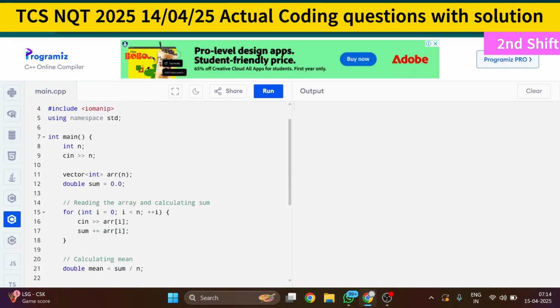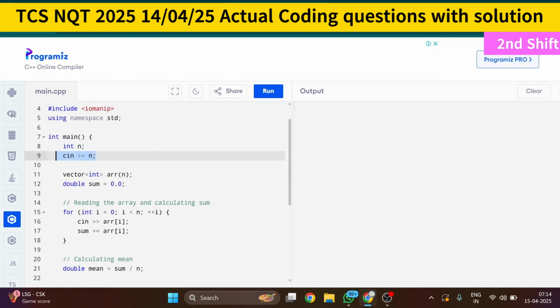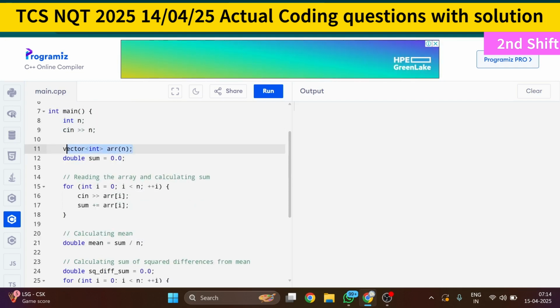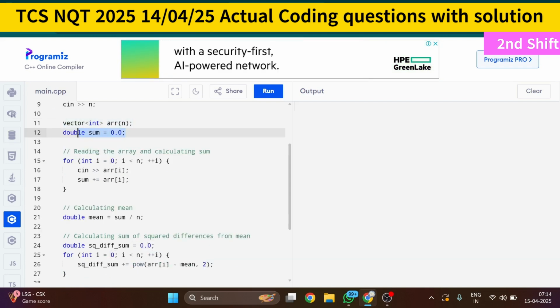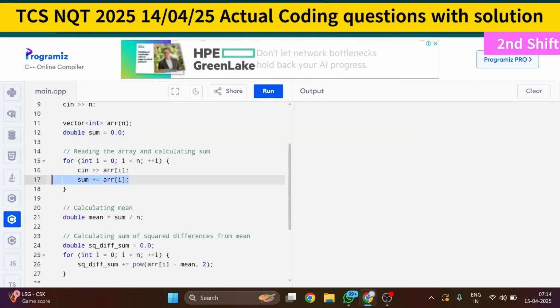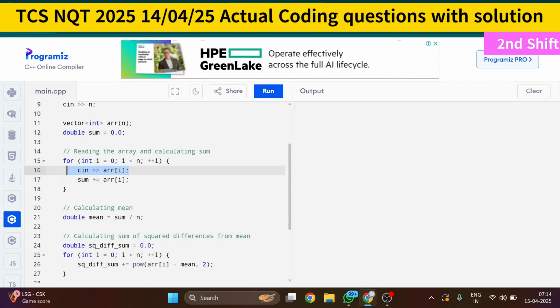First of all, I am taking n, taking the input. Okay, means declaring n and taking the input. Then I am creating an array of size n, declaring the variable sum as 0.0 double. Now I am just taking the input and summing it. So for i equal to 0 to i less than n, i plus plus, cin arr[i], sum plus equal arr[i].